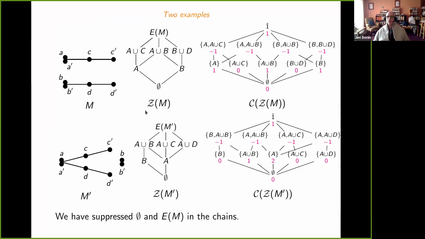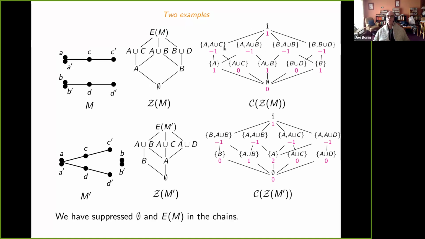So in these examples, the slide is pretty cluttered. To make it a little less cluttered than it would otherwise be, I'm suppressing the least and the greatest cyclic flat in these chains. So for instance, when I have A here, that really means empty set, A, E M. Similarly for the others. So I would have the empty set, A, AC, EM is no larger. So that's at the top, right under the one hat.